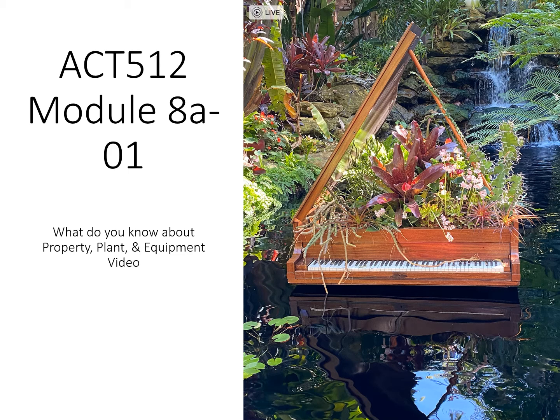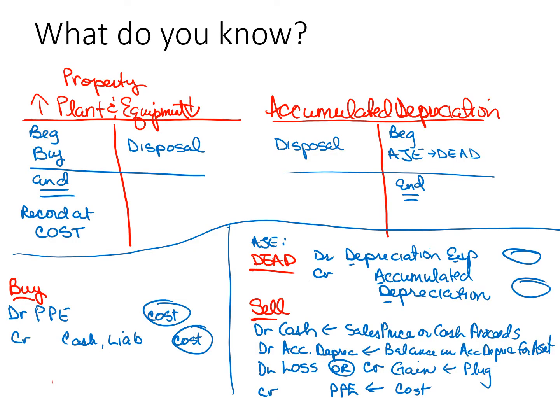Property, plant, and equipment, or PPE, the accounting PPE. What do you know about it already? Well, we know that property, plant, and equipment is a non-current asset or a long-lived asset, and it is increased by debits and decreased by credits.